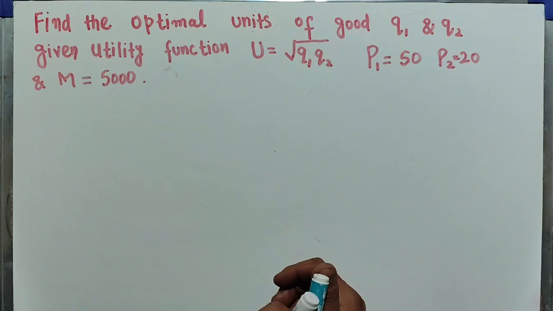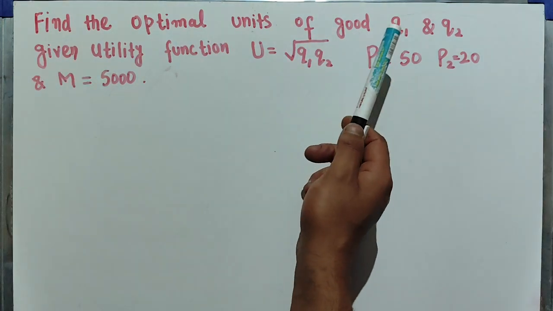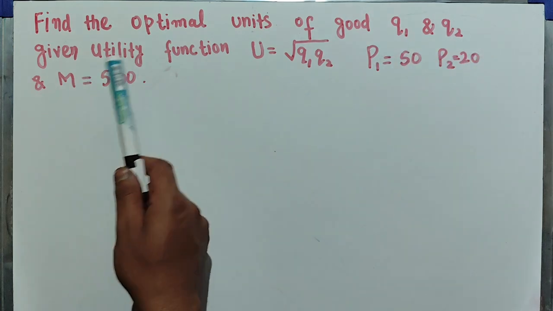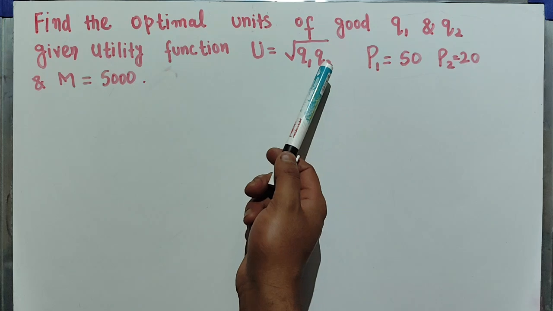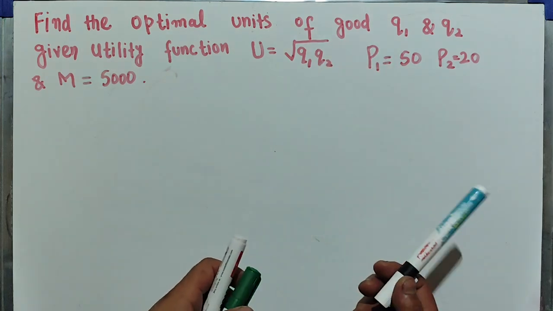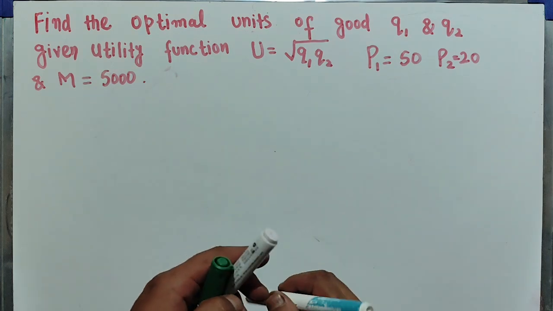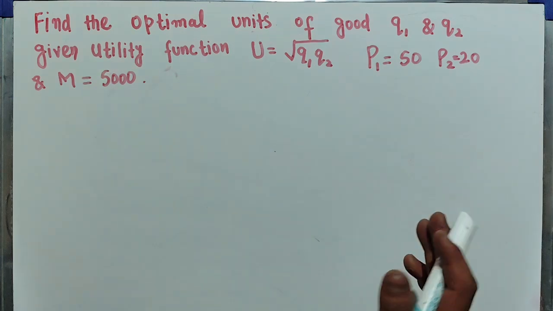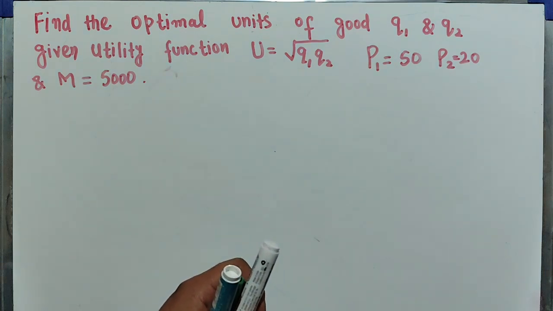Let us solve a question on constrained optimization. The question is: find the optimal units of goods Q1 and Q2, given the utility function of a consumer is U equals the square root of Q1 times Q2, the price of good 1 is $50, the price of good 2 is $20, and the income of the consumer is 5,000. We will also learn how to find the marginal utility of money, that is, the value of lambda. We will solve this question using Lagrange's multiplier method.